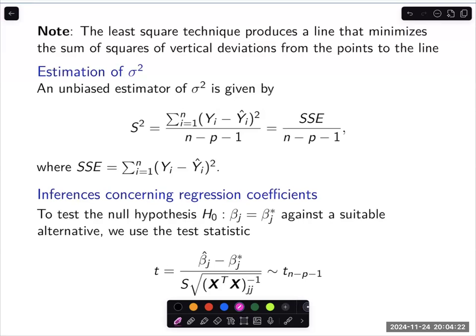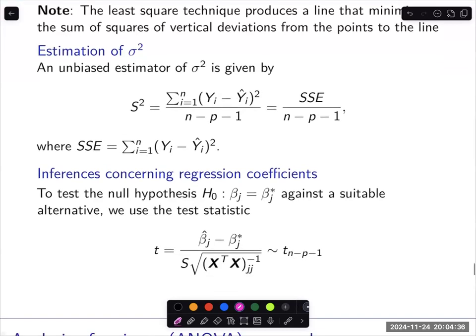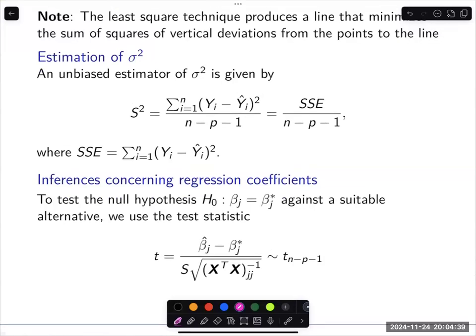And we can test whether each beta j is equal to a particular beta j star using a T statistic, which follows a T distribution with n minus p minus 1 degrees of freedom. We can use it to test whether the corresponding coefficients for x1 to xp are equal to 0 or not. Beta j star may not necessarily be 0, but if it is equal to 0, we can use this to test whether there is a linear relationship between xj and Y.